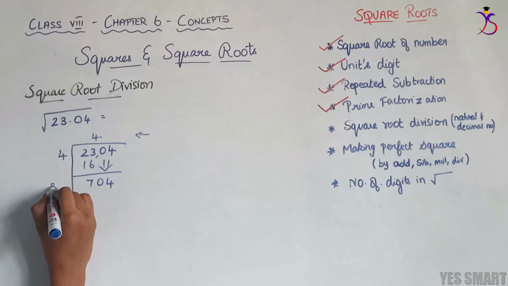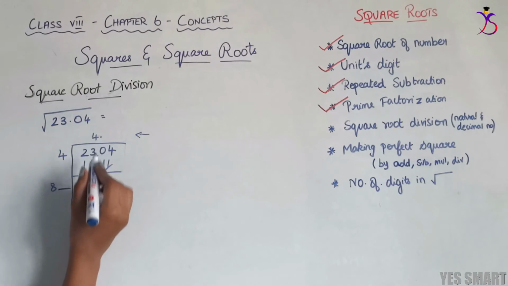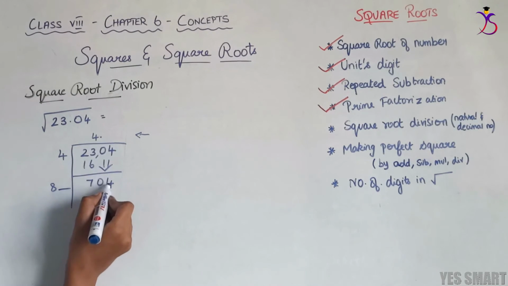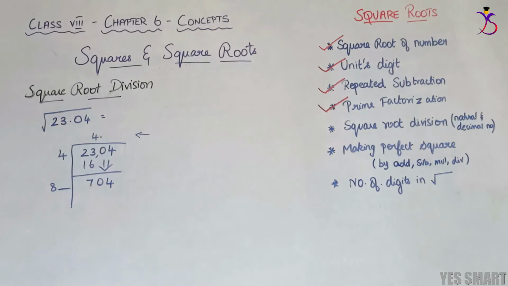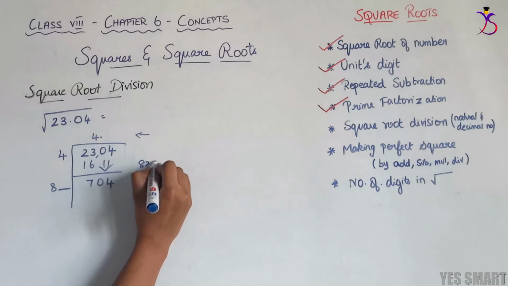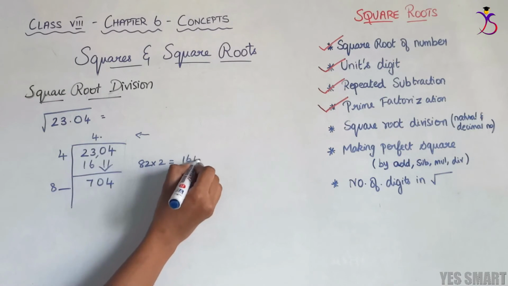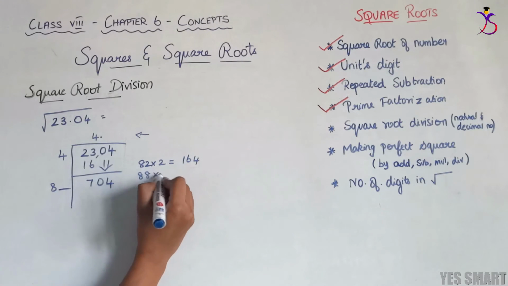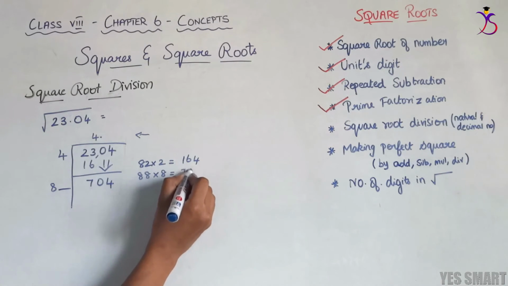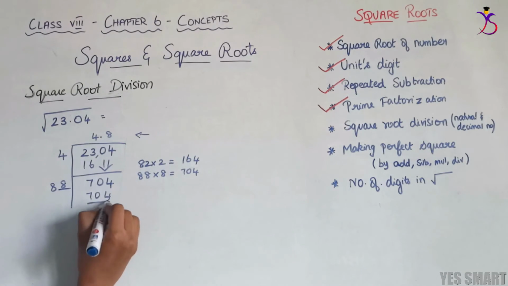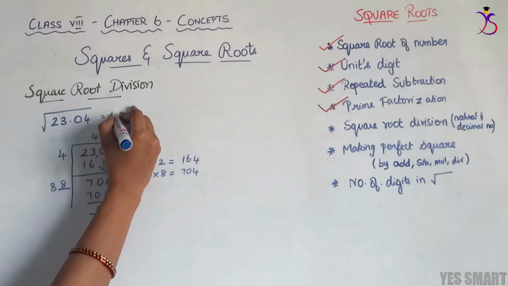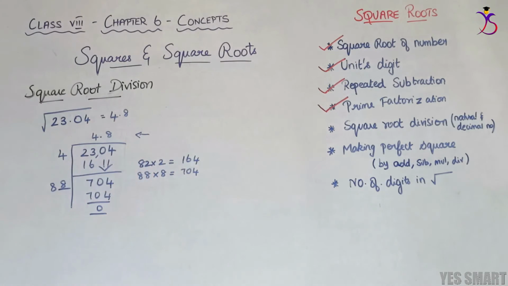Now on doubling the quotient, 4 plus 4 is 8. So we have to introduce a digit here. The same number has to be used in the quotient as well. This 704 ends with 4. If we take the square root of any number ending with 4, we will have the answer's unit digit as 2 or 8. Therefore, 82 2s are 164. 88 8s are 704. So let's go with 8. So 8, even the quotient is 8. 704, the remainder is 0. Therefore, the answer is 4.8.